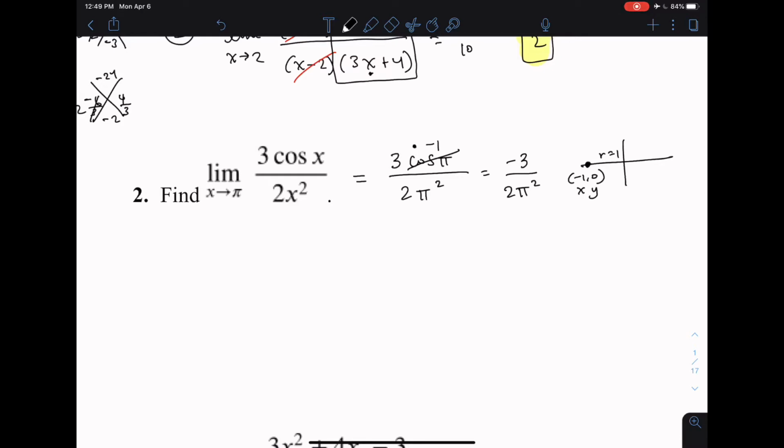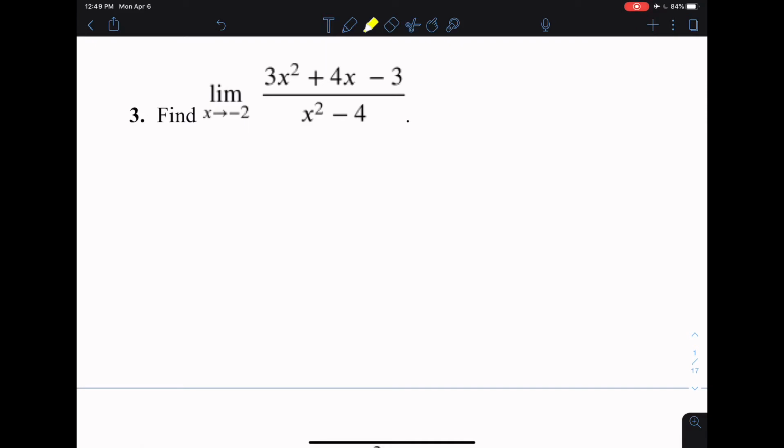Notice I didn't get 0 anywhere, not in the top, not in the bottom, and certainly not in both situations. So we're done. We found the limit just by plugging it in. So if you plug in the limit and you just get a number, that's your answer. You only have to worry when you get zeros.